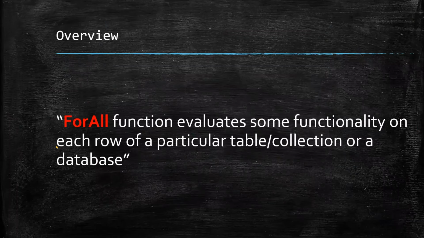So in Power Apps, the ForAll function basically helps to evaluate the formula and perform actions for all the records in a table. In simple words, the ForAll function basically evaluates some functionality on each row of a particular table, collection, or a database. So let's check it out. What is the syntax of using this function?